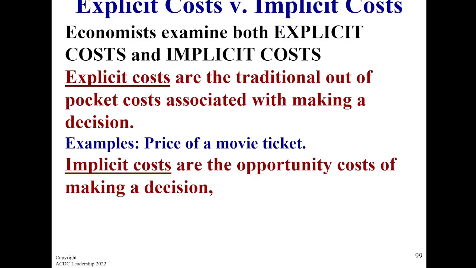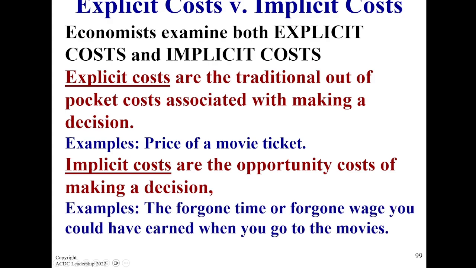But an implicit cost is an opportunity cost. You could have been working at home, right? You could have been studying for your exam. You could have gotten a better score. That is your implicit cost. We'll talk about this more in Unit 3 of Micro, but it will be important to just keep in the back of your head for now.